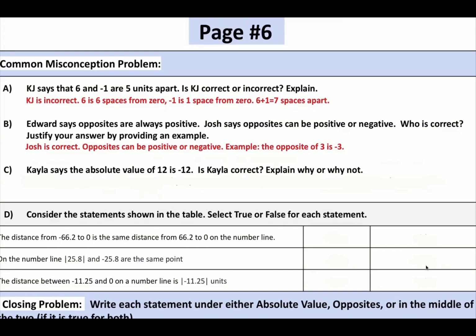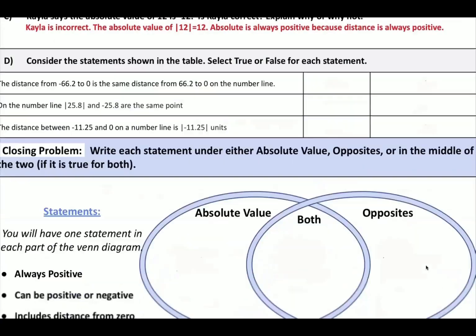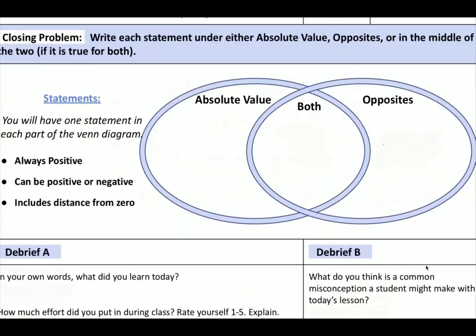And then C says, Kayla says the absolute value of 12 is -12. Is Kayla correct? So Kayla is incorrect. The absolute value of 12 is 12. Absolute value is always positive because distance is always positive. So the video will not go over the rest of this page.